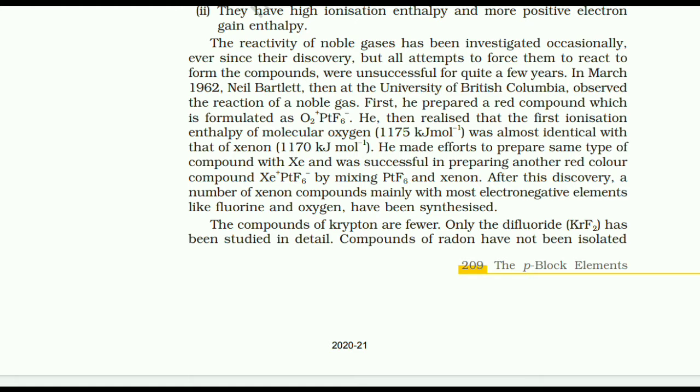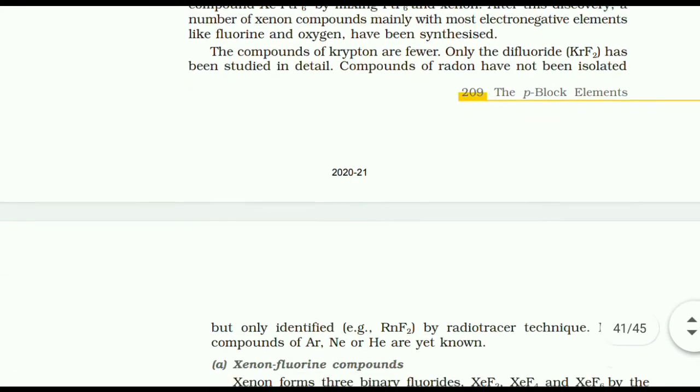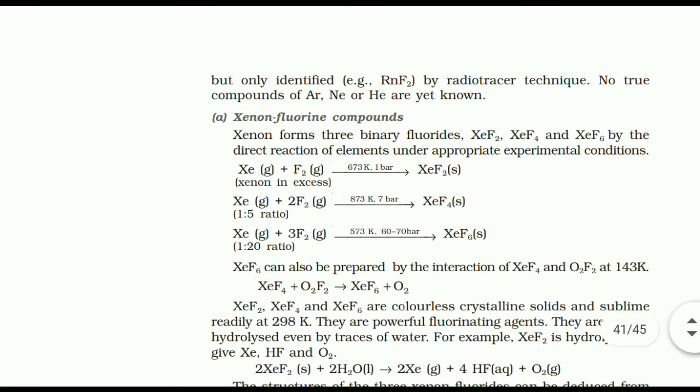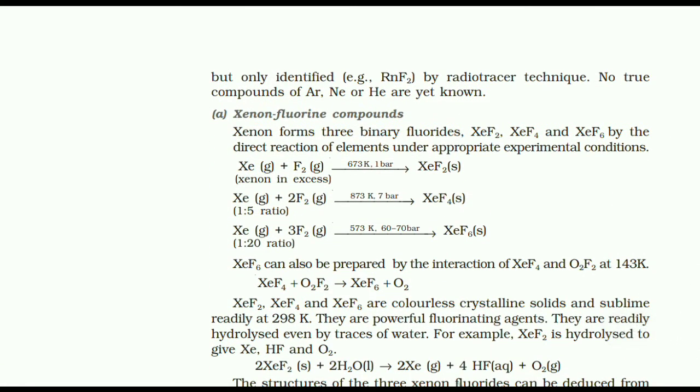The compounds of krypton are fewer. Only difluoride, KrF2, has been studied in detail. Compounds of radon have not been isolated but only identified, example RnF2, by radio tracer technique. No true compounds of argon, neon or helium are yet known.